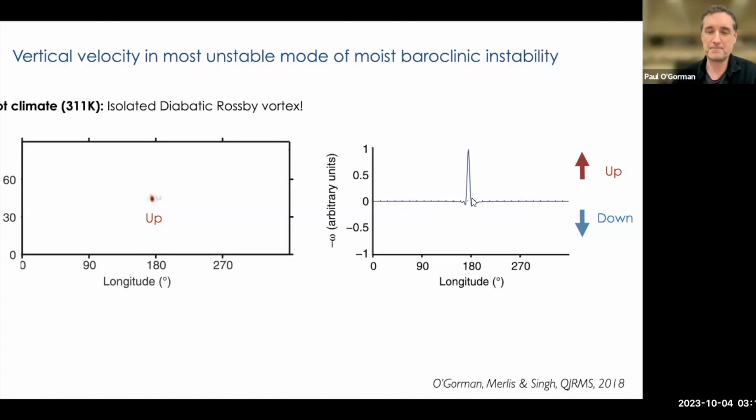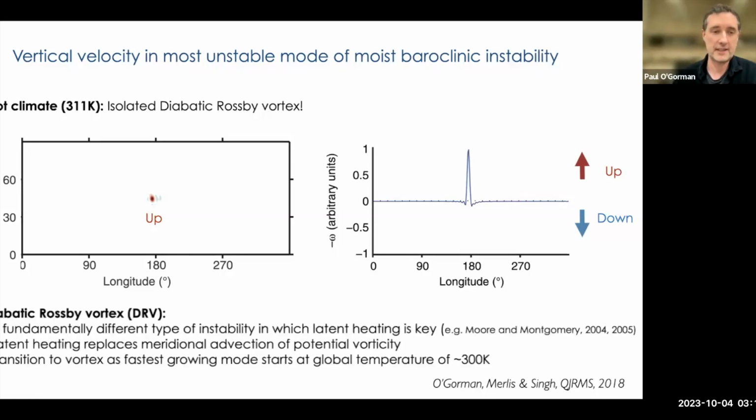You see the spike. And when we first saw this, we weren't quite sure what it was, and maybe it's wave number 1 or something like that. But really, it's actually just an isolated vortex. And it turns out that it's something that's been seen in models before, it's seen in observations. It's called a diabatic Rossby vortex. So that becomes the fastest growing mode in a warm enough and moist enough climate.